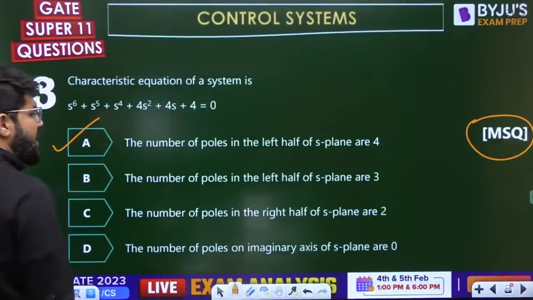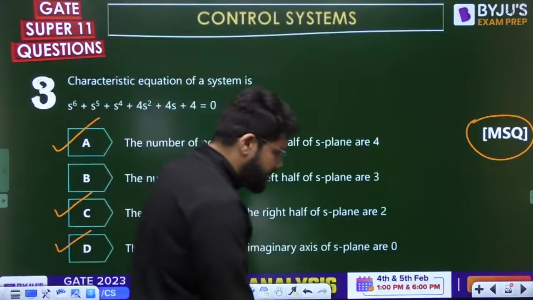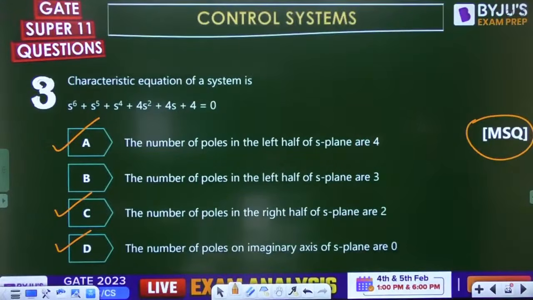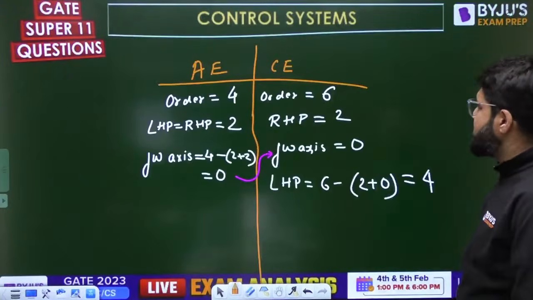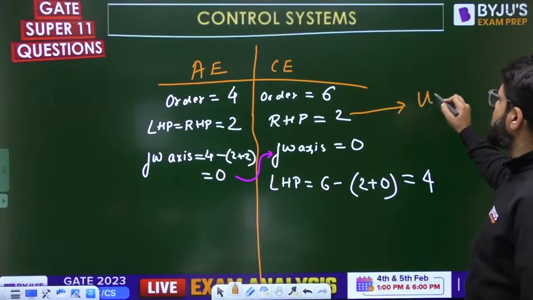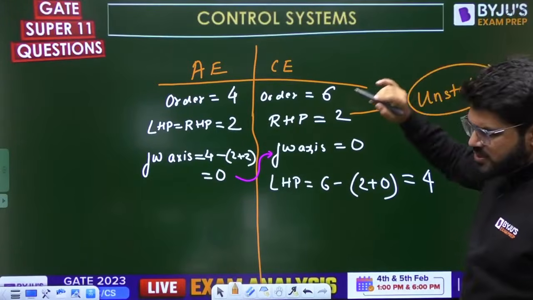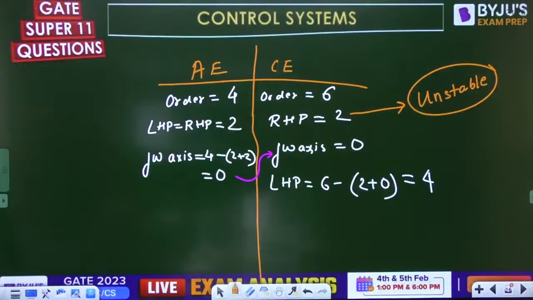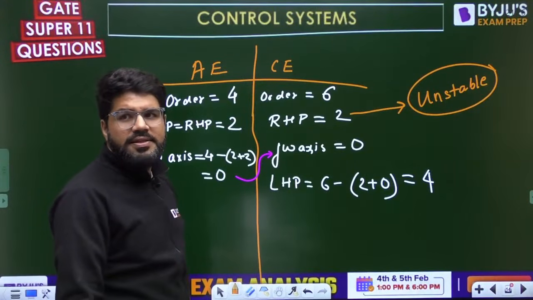Okay, the number of poles in the LHP is 4, no. The number of poles in RHP is 2. Number of poles on imaginary axis are 0. Correct. It is ACD. A, C and D also. Number of poles on imaginary axis nil. ACD. And because there are 2 RHP roots, if they wanted to talk about stability of the system, the system is unstable. The correct answer is ACD.